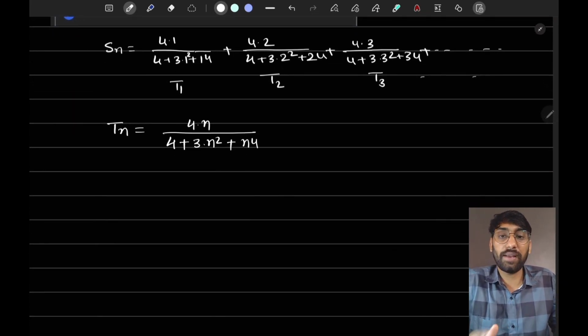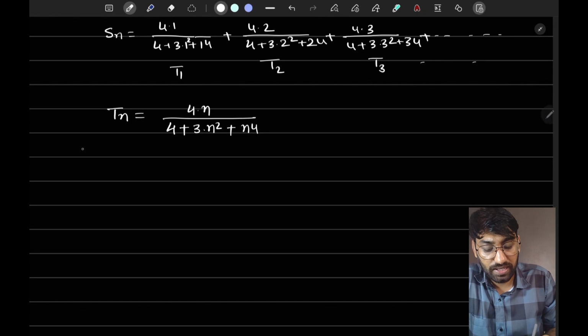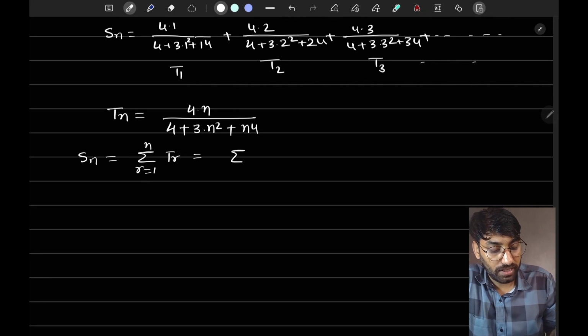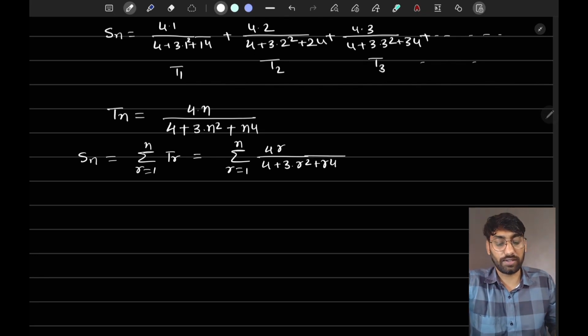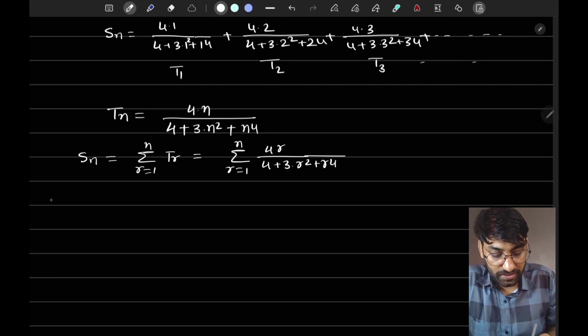Correct? Now, if I am having the nth term, I can write my Sn as summation over r going from 1 to n of Tr. So that will become summation over r from 1 to n of 4 times r by 4 plus 3 into r square plus r power 4. Okay. Now I need to do some manipulation in this Tr only. So let's check. Let us write again. Tr equal to 4r upon 4 plus 3 into r square plus r power 4.